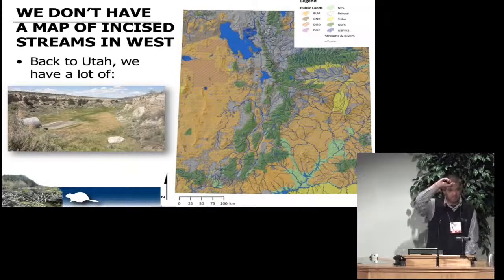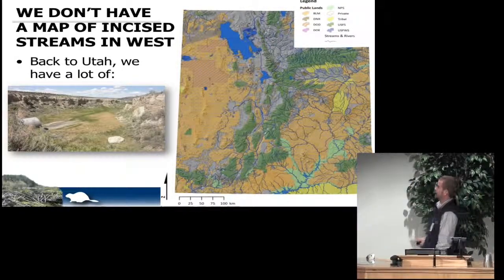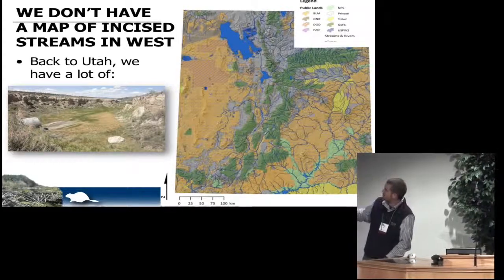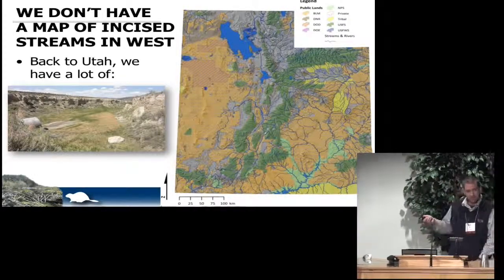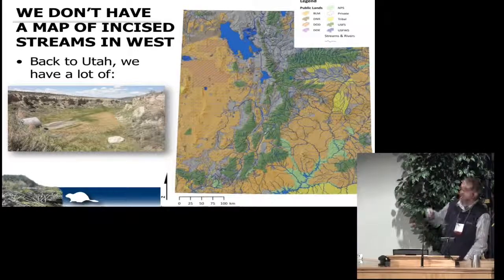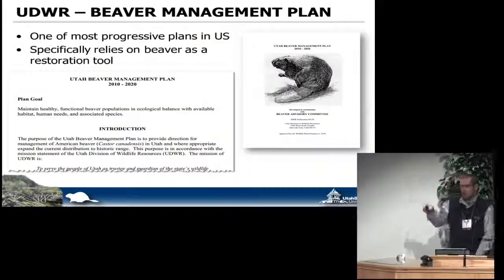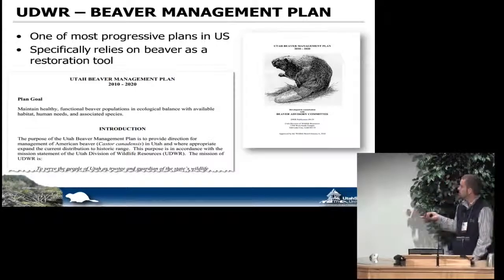And are there any BLM employees in the room? That's good. So there's a terrible joke that I say here, we don't have a map of incised streams in the West. And there's a terrible joke that all you need to do really is take the drainage network and intersect it with BLM lands, and then you have a map of incised streams in the West. But Utah, ironically, has one of the most progressive beaver management plans in the country.